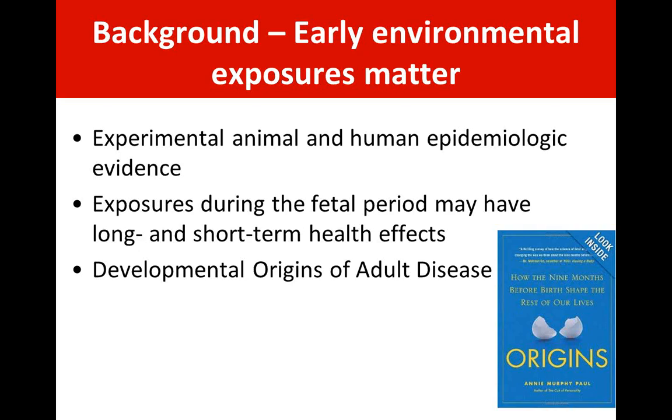This is now referred to as the developmental origins of adult disease hypothesis. They used to call it the Barker hypothesis because of the guy that first started talking about it. And there's a whole book called Origins that's like popular press, kind of summarizing a lot of this literature.